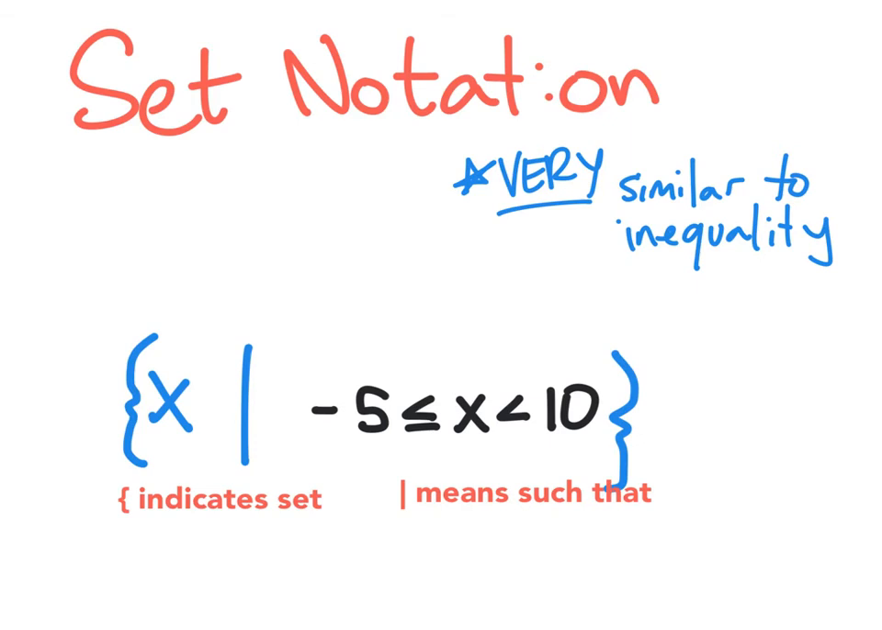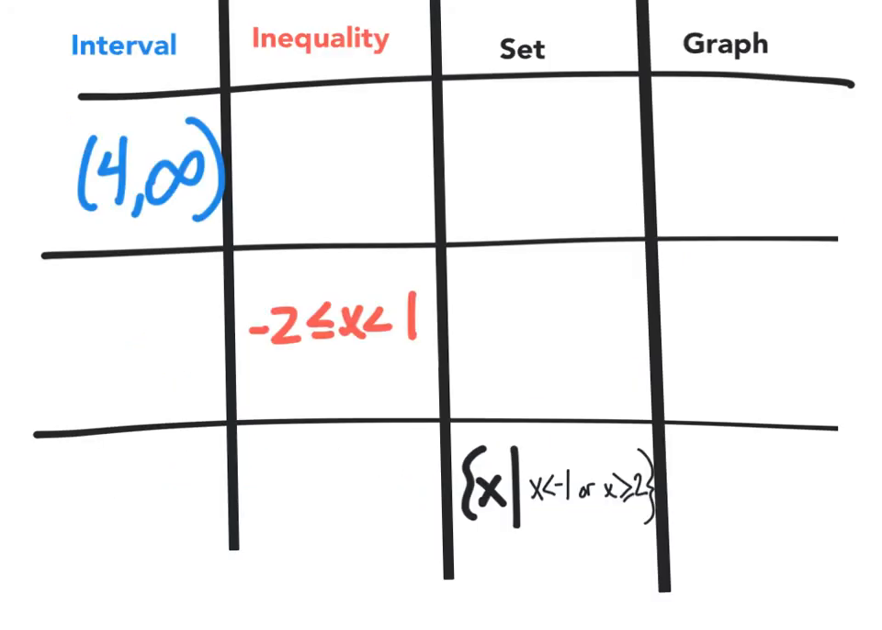All right, so the only things that we really have to remember are that this bracket here indicates a set and that this up and down line means such that. So again, this is read the set of x's such that negative 5 is less than or equal to x less than 10. All right, so let's see if we can complete a table based on that.